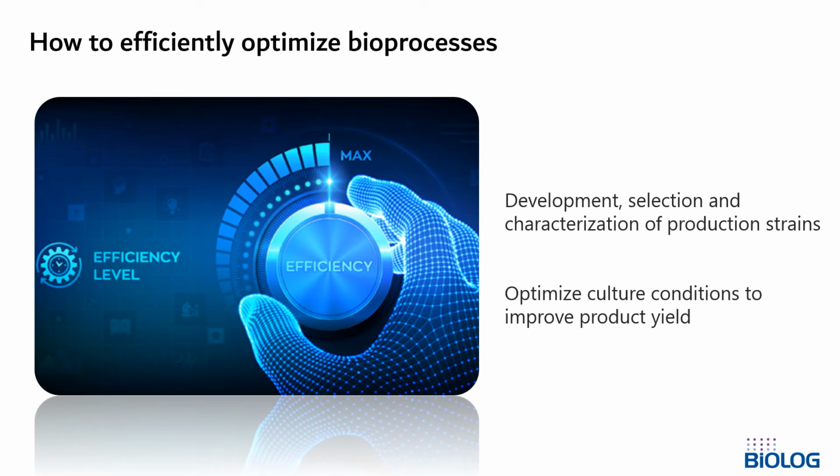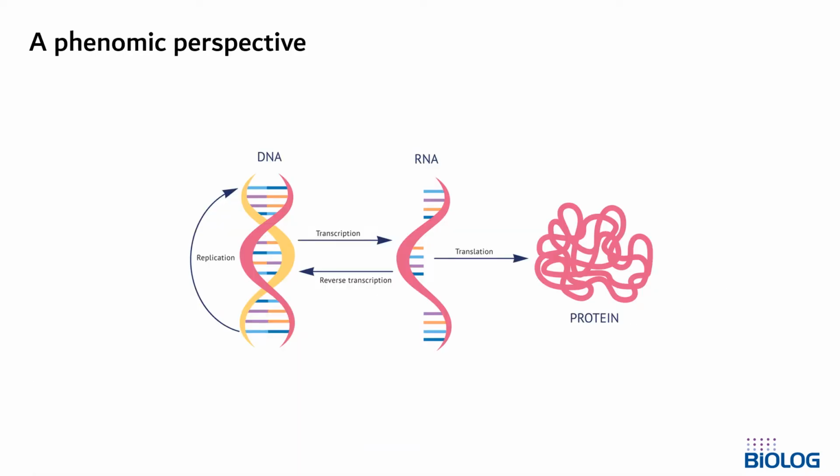Two important aspects of optimization are the development, selection, and characterization of production strains, and how to develop optimal growth conditions to produce the highest yield possible. In the next few slides, I'll show you how the technology works to provide a comprehensive global picture of your production cell lines and how you can use this technology in different stages of development.